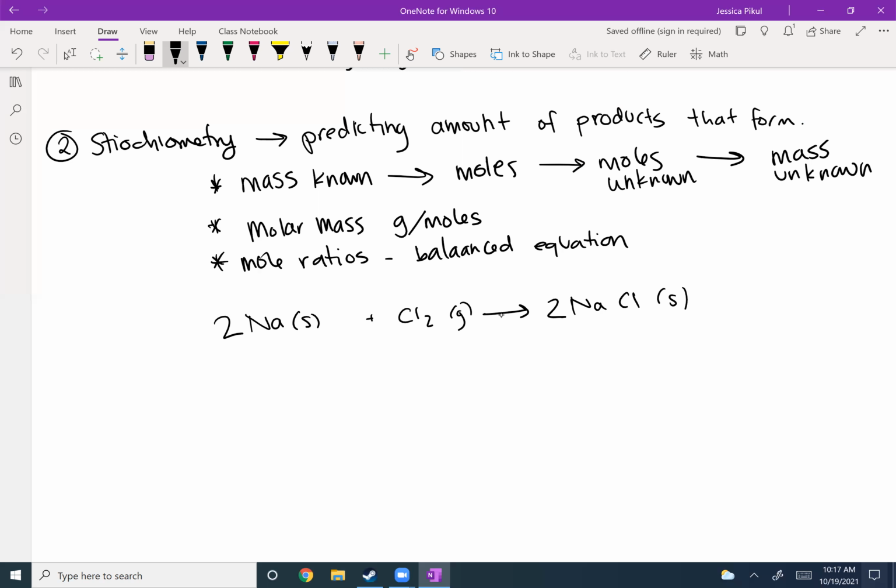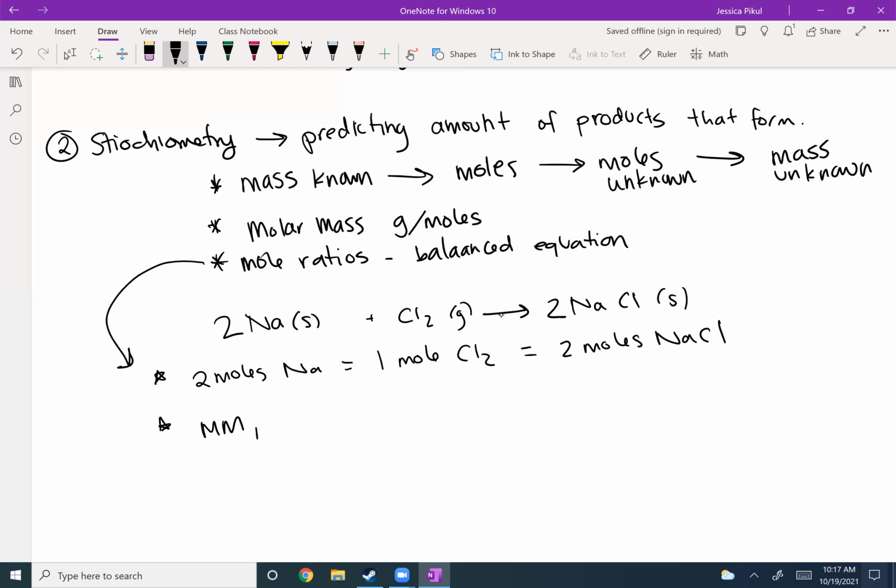So that balanced equation can then be interpreted into a set of conversion factors. It means that 2 moles of sodium equal 1 mole of chlorine gas, which will equal 2 moles of sodium chloride. So I can use this as a mole to mole conversion factor. I can also calculate the molar mass of each of these. So the molar mass of sodium is, it's something. It's about 11, I think. No.